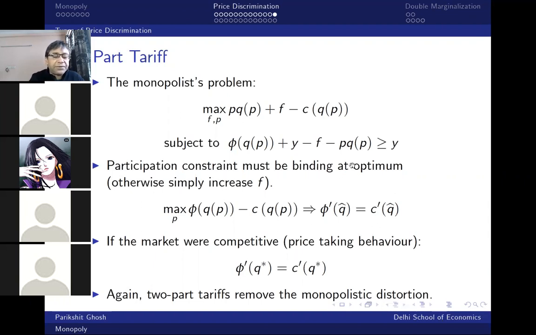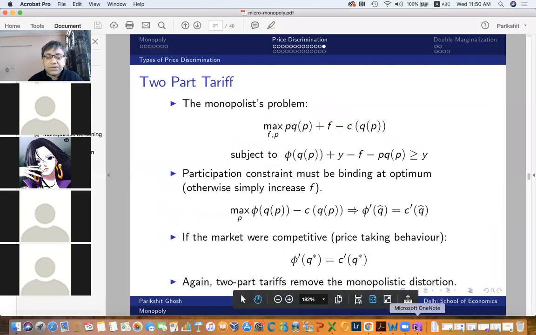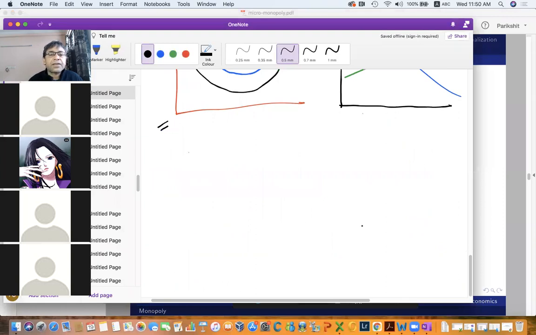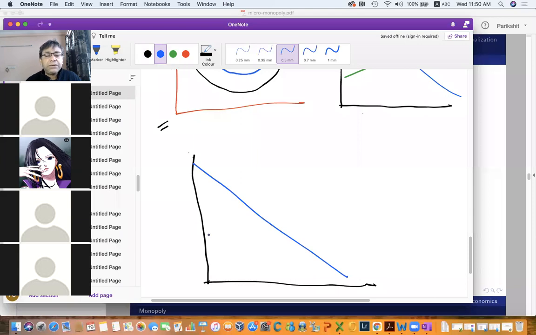First of all, why does it restore efficiency? The two-part tariff is very simple. Its logic is very simple. Let's take a downward sloping demand curve. Let's say there's constant marginal cost. So this is cost. What the monopolist is doing, what his best strategy is, is to choose a price which is equal to his marginal cost. So he offers a very generous price per unit. Inside the club, he's pricing the restaurant and the pool and the golf, whatever, very cheap, at cost.